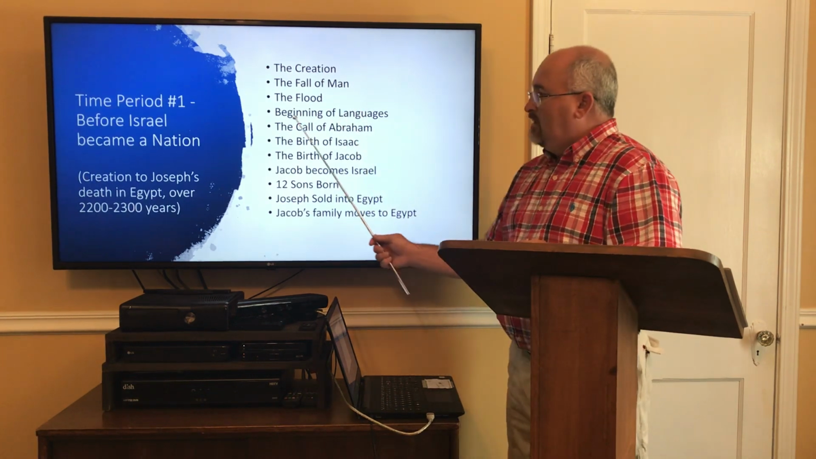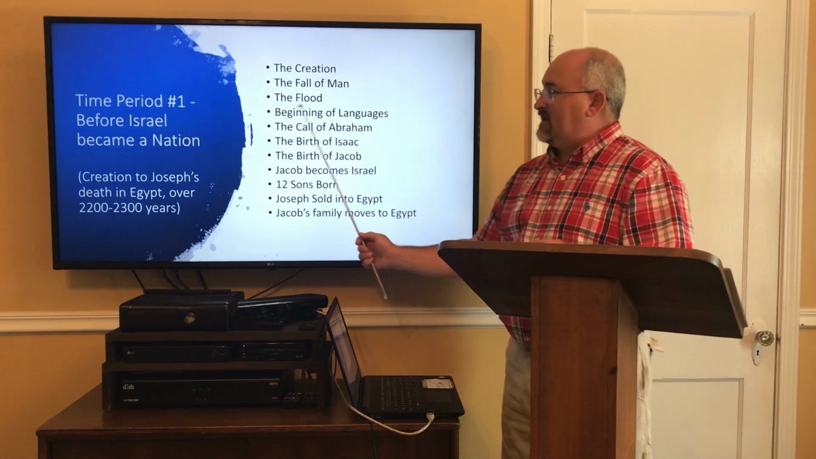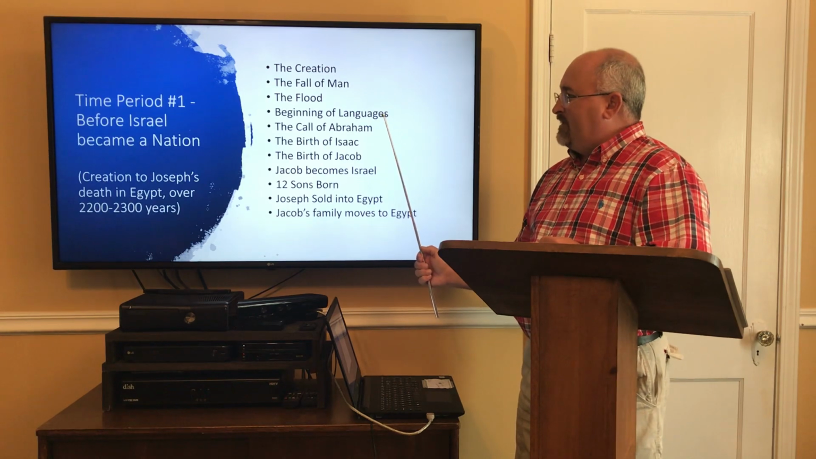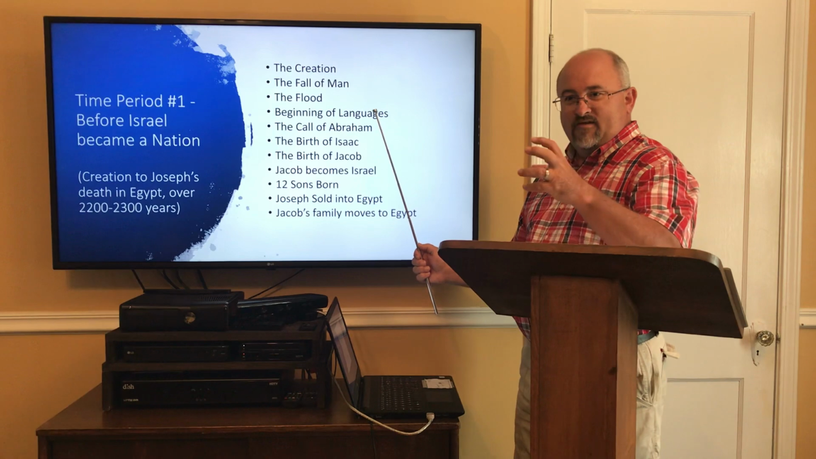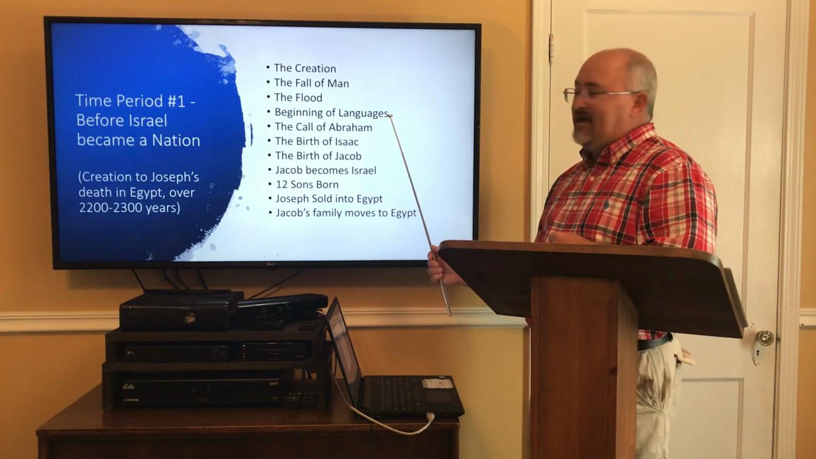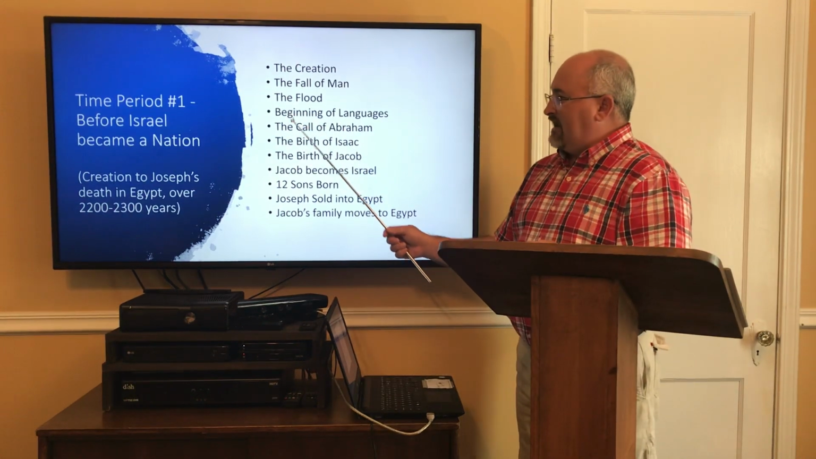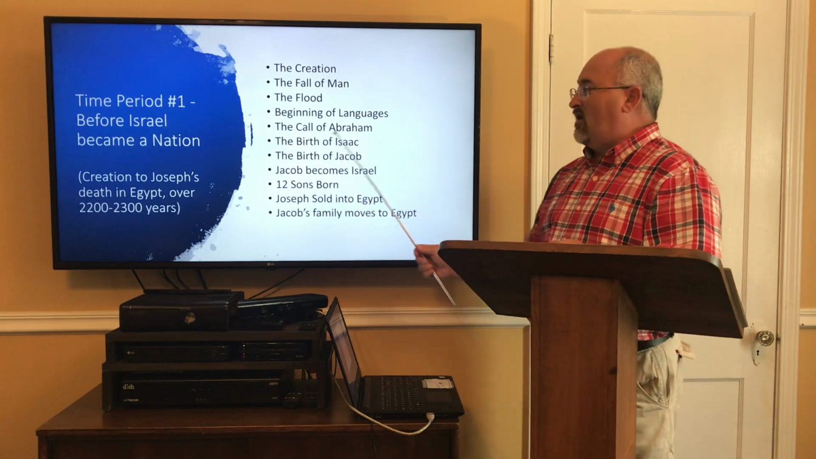Now, beginning of languages. We just kind of talked about this in our Sunday school lesson this past Sunday. What happened here? What's the city, or what's the Tower of Babel? Very good. The beginning of languages at the Tower of Babel. Very good. Now, between the flood, we had the Tower of Babel, and then we had the call of Abraham.